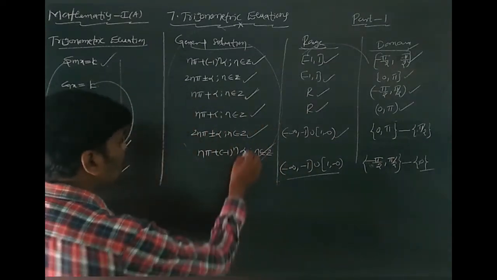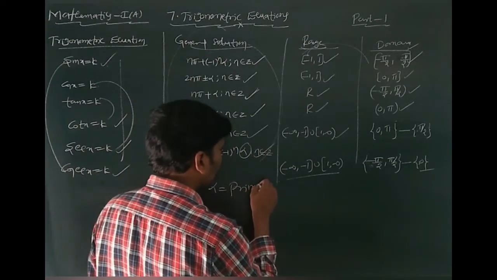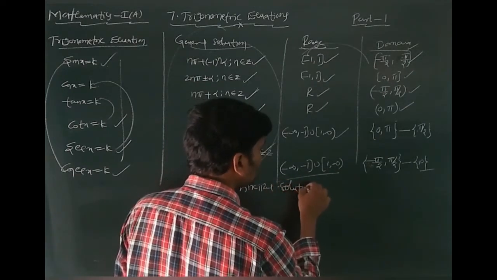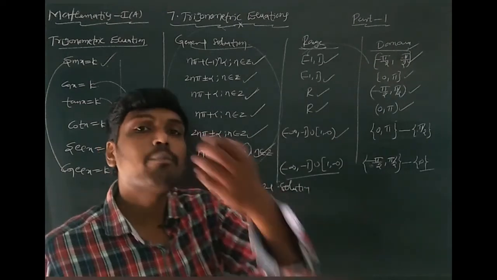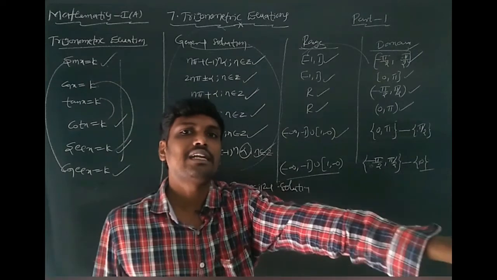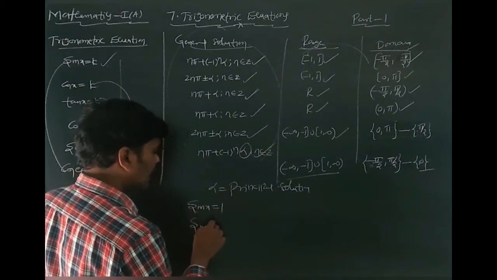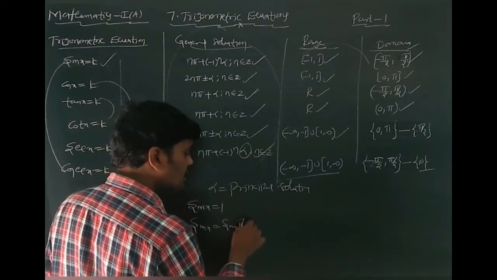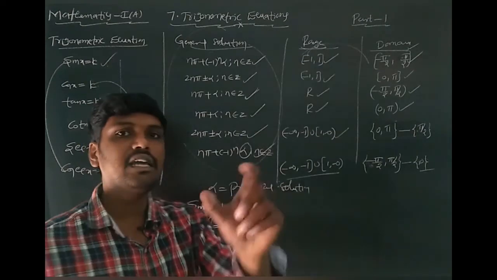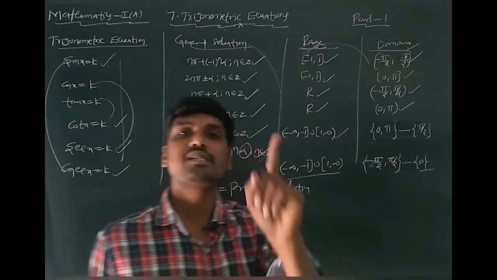What is the meaning of alpha here? Alpha is your principal angle. What is the meaning of principal angle or principal solution? It is the angle which satisfies the function when substituted. Suppose sin x is equal to 1. Sin 90 is 1, that's why the x value is 90. This 90 degrees, or pi by 2 radians, is called the principal angle.